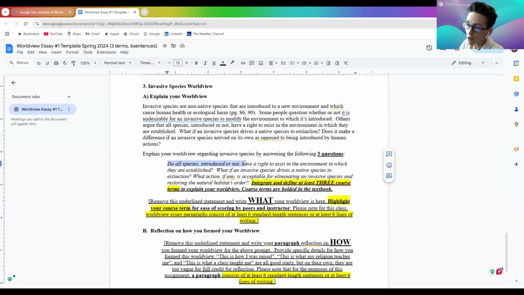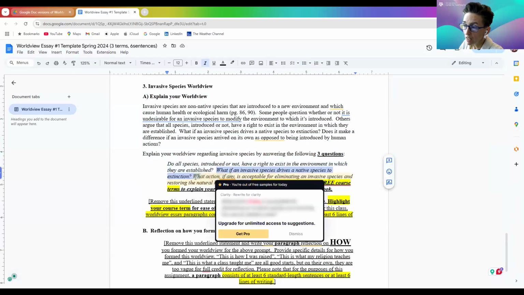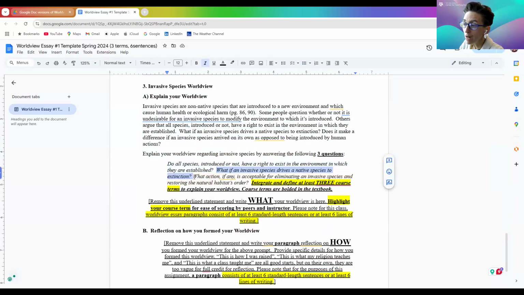Do all species, introduced or not, have the right to exist in an environment in which they're established? What if an invasive species drives a native species to extinction? What action, if any, is acceptable for eliminating an invasive species and restoring nature's order, the natural habitat order? So you're required to answer all of those questions, include 3 course terms, and define them.